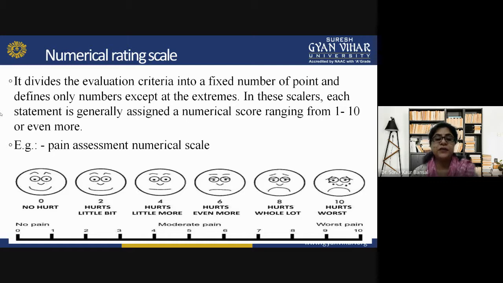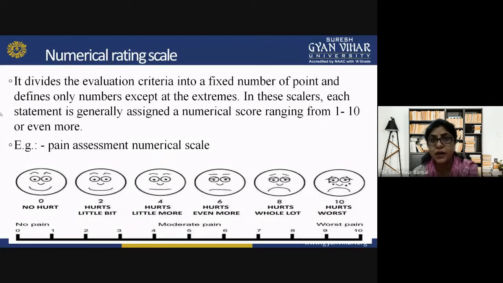But if it is proceeding further, 3, 4, 5, so it hurts a little more. Now the pain is increasing. Then after 3, 4, 5, it goes to 5, 6, and 7. If the categories are like that, 5, 6, or 7, then it is hurting even more. Pain is increasing more now. Then 7, 8, 9 hurts a whole lot.